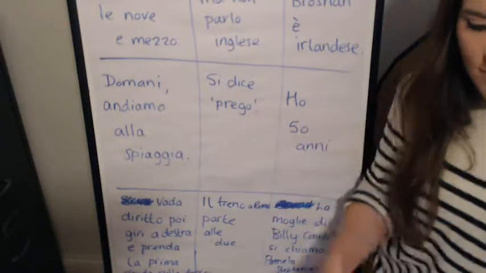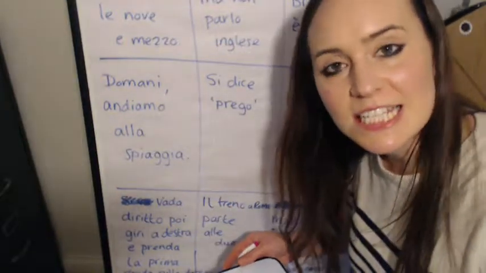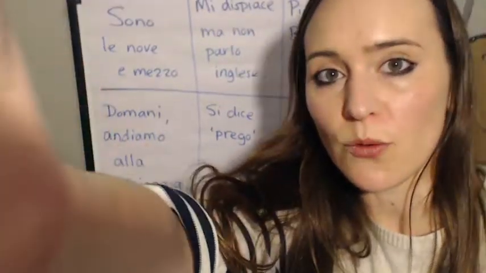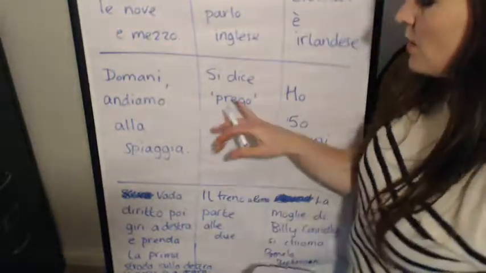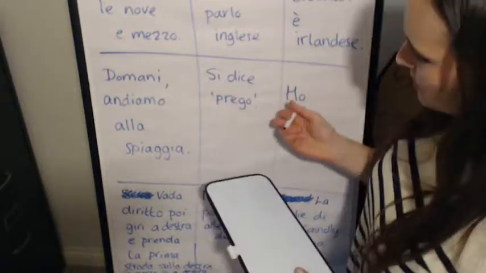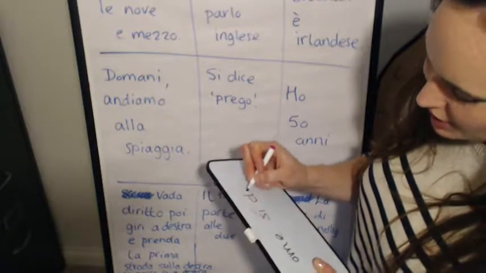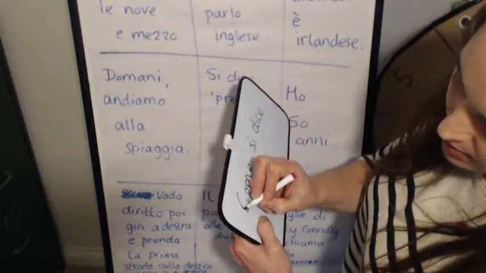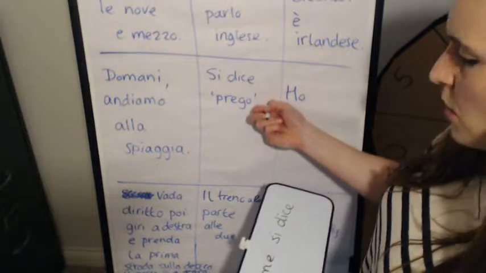Okay, so this is the answer. Si dice prego. That means you say prego. It is said prego. So if that's the answer, the question is come si dice? How do you say, or how is it said? How does one say prego, what does it mean?